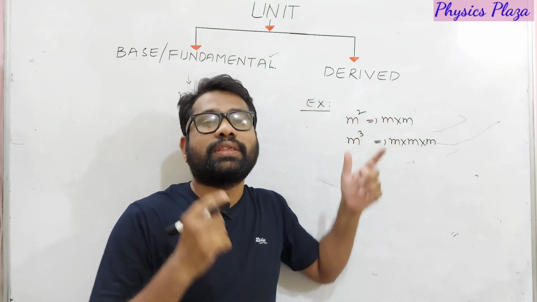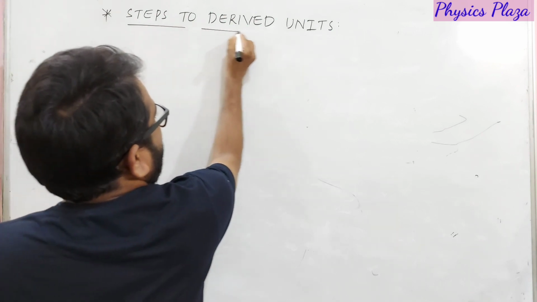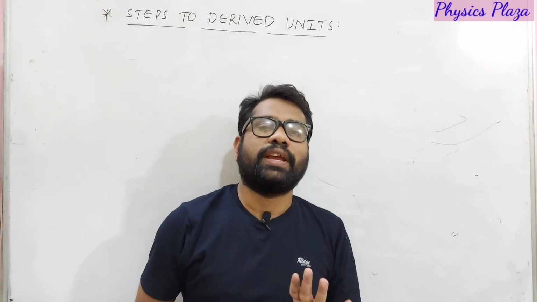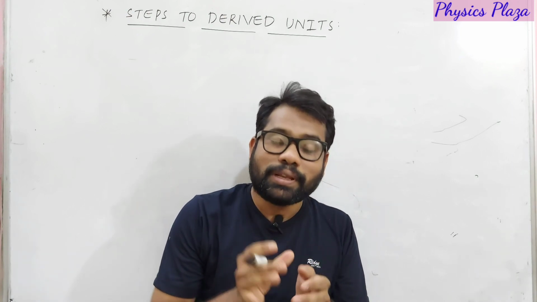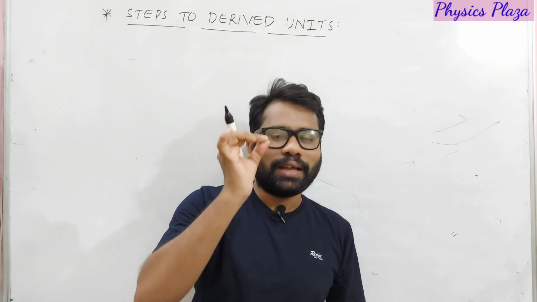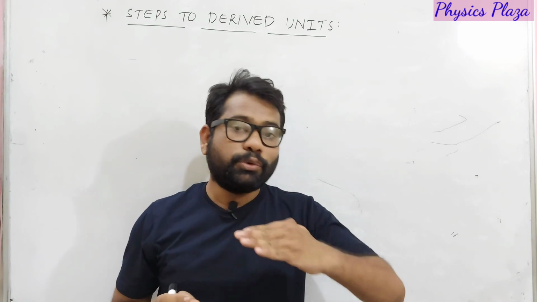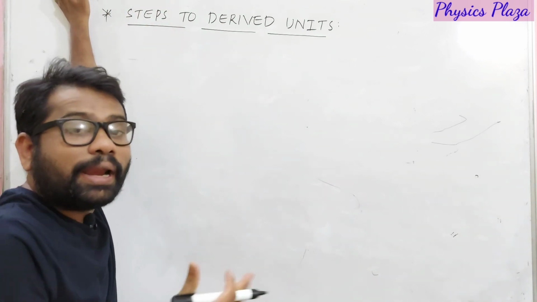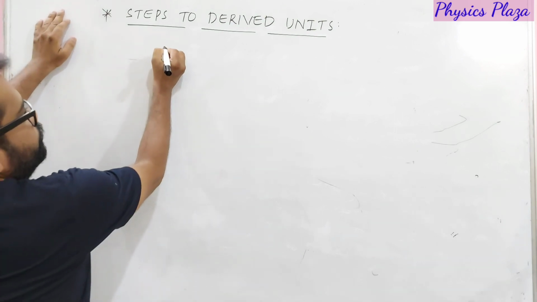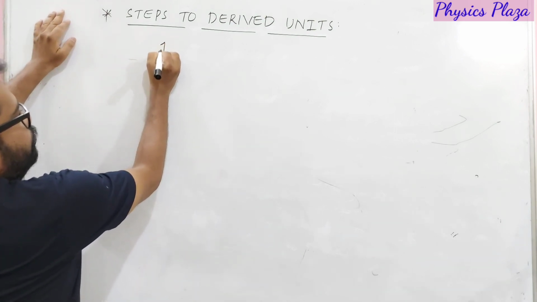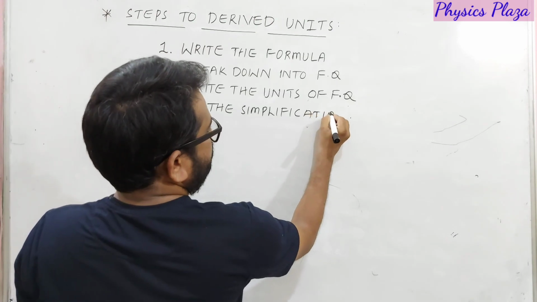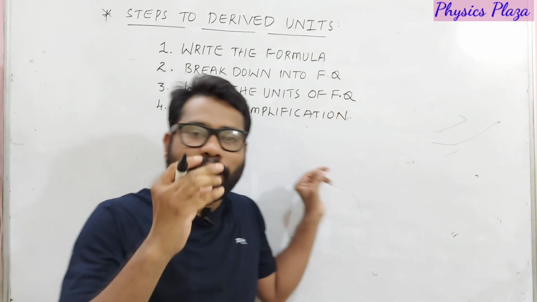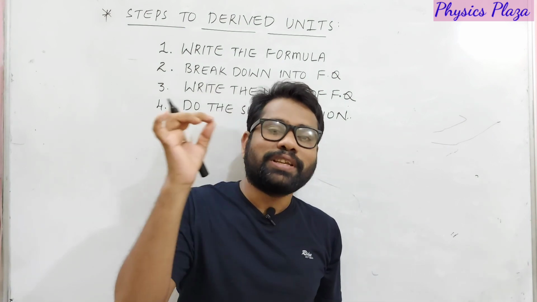Then how? For that we have a method, steps to write derived units. Dear children, there are 4 steps. If you follow the 4 steps, 100% you will get the correct derived unit, and for that you need not learn by heart. Now let us see what are the steps to write the derived units. First one, do the simplification. So children, these are the 4 steps in order to write the derived units in the proper way.